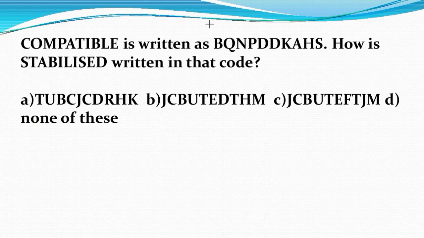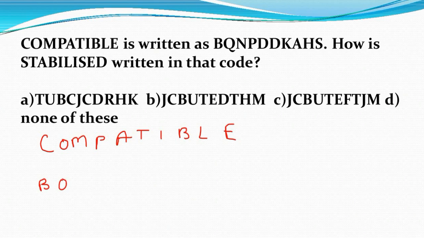Next question is compatible. Compatible is written as this. This is the coding for compatible, and how is stabilized written in that code? First of all, we will write down compatible. C-O-M-P-A-T-I-B-L-E, and here is the code: B Q N P D D K A H S.